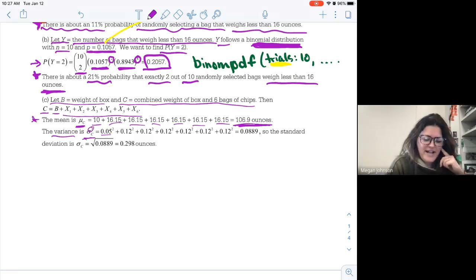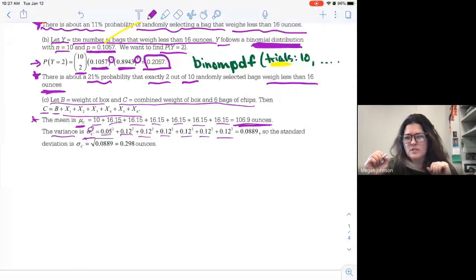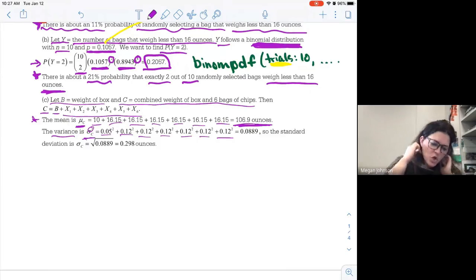So the 0.05 squared, that comes from the box. That was given to you in the question for the standard deviation of the box. Then you've got the 0.12 squared, 0.12 squared, 0.12 squared, 0.12 squared, 0.12 squared, 0.12 squared. I would not do those and multiply by 6. I would just be safe and write them out. Whatever, that's just me.